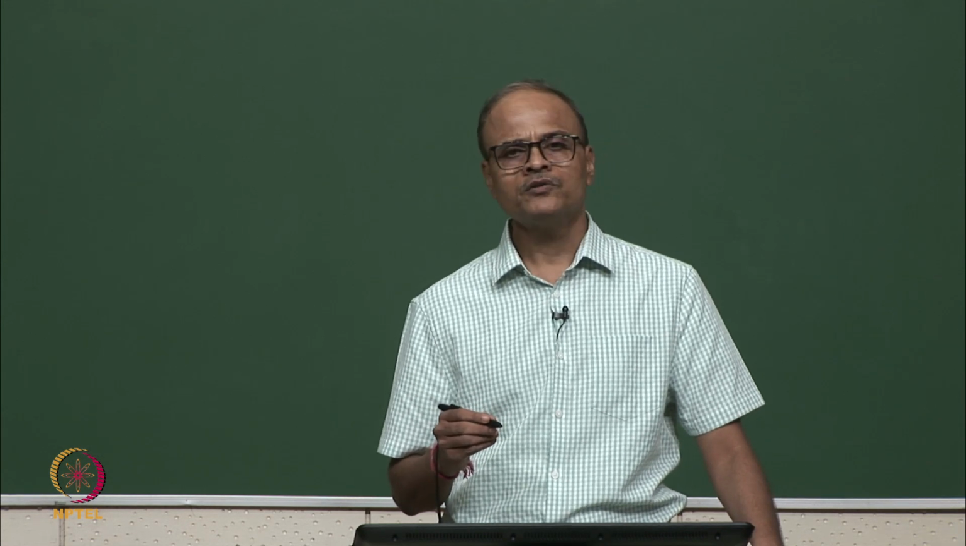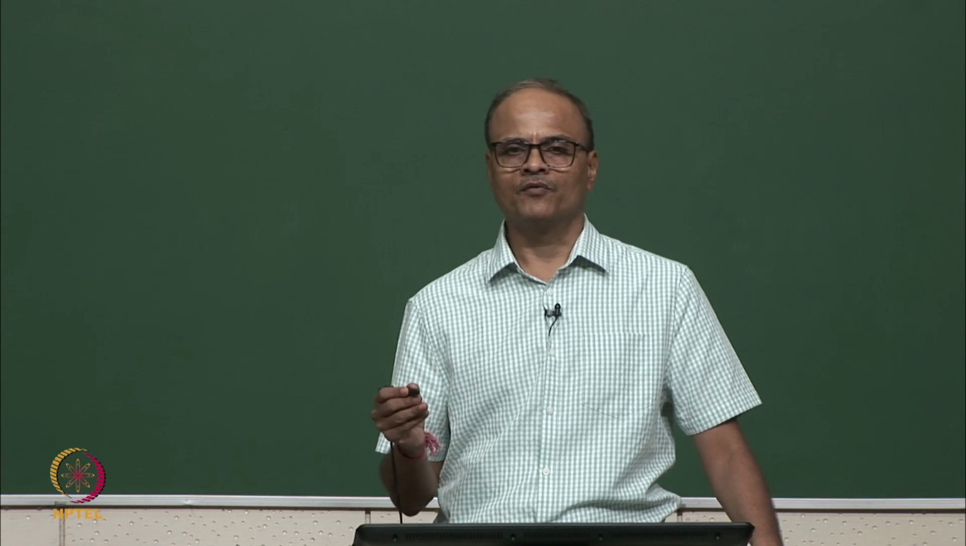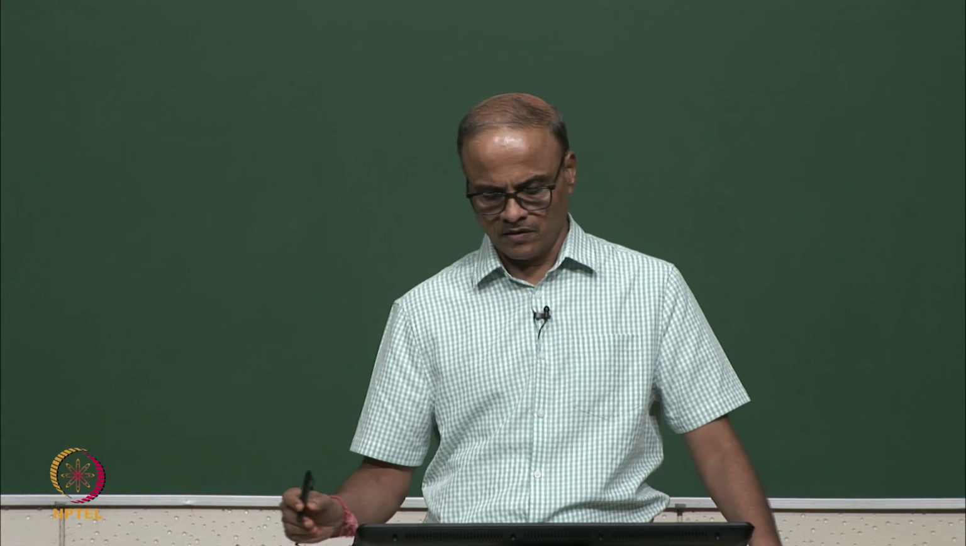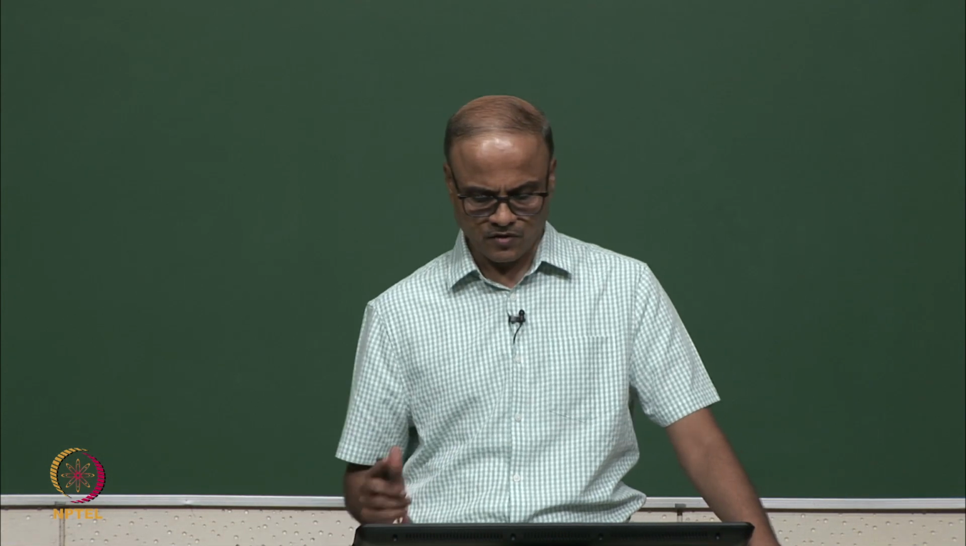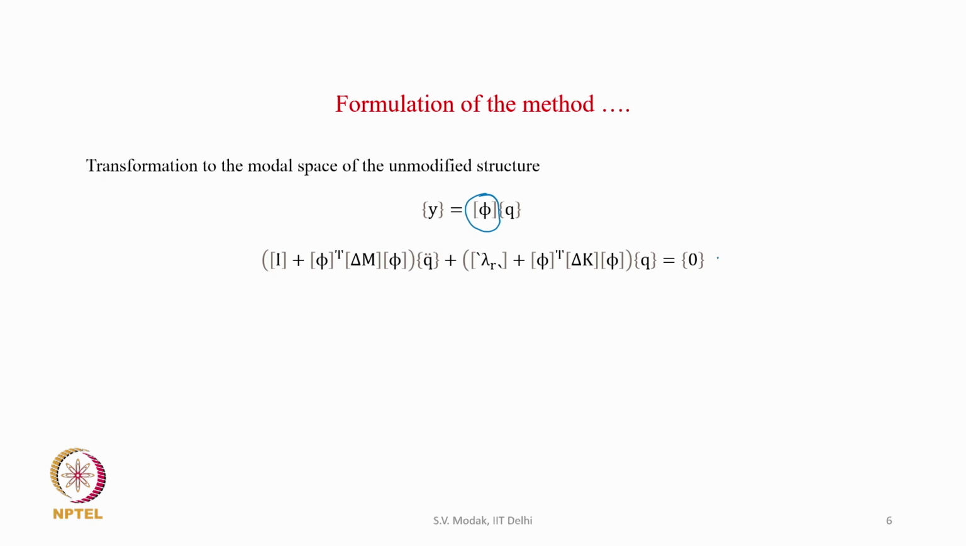Now we substitute this transformation into the free vibration equation of the modified structure, then we pre-multiply by phi transpose, and then we use the orthogonality properties of the eigenvectors of the unmodified structure. When that is done and simplification is done, we get this equation. You can see this matrix equation is in the modal space of the unmodified structure, because the eigenvectors of the unmodified structure were used for the transformation to modal space.